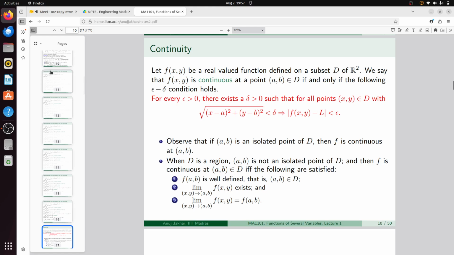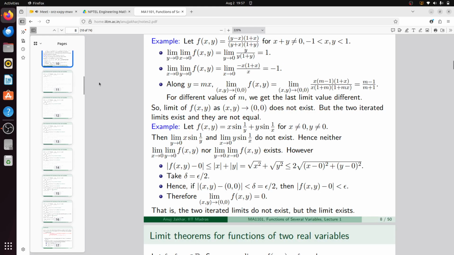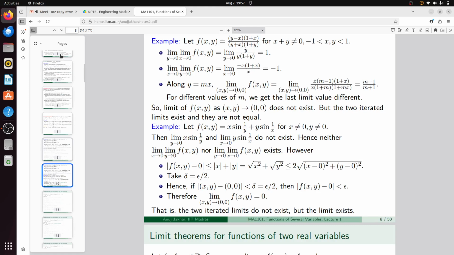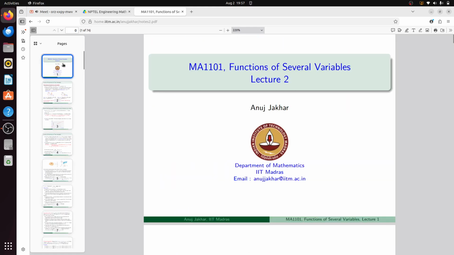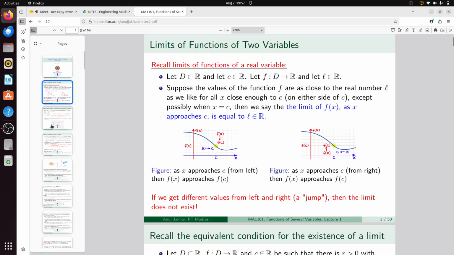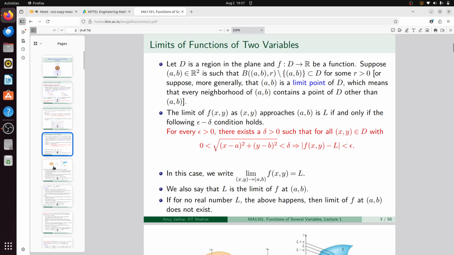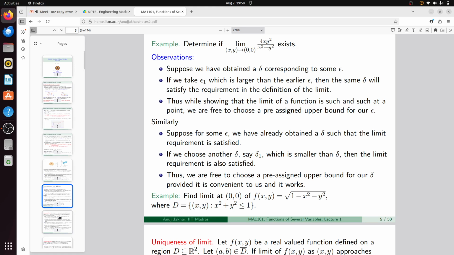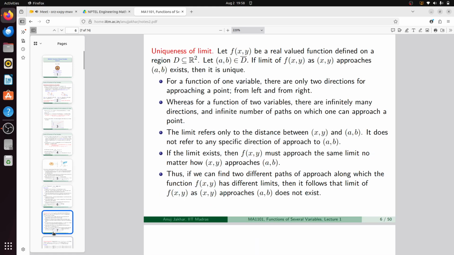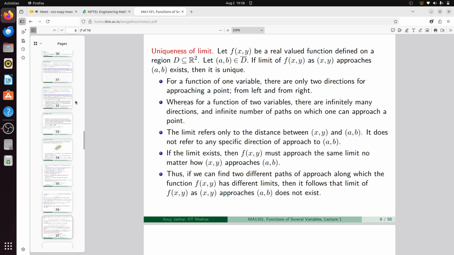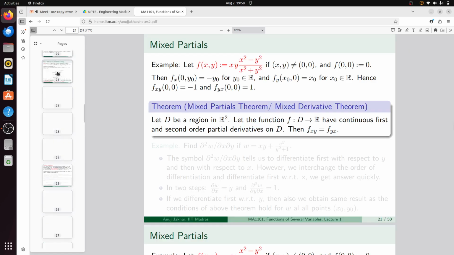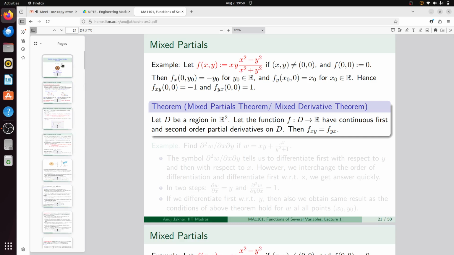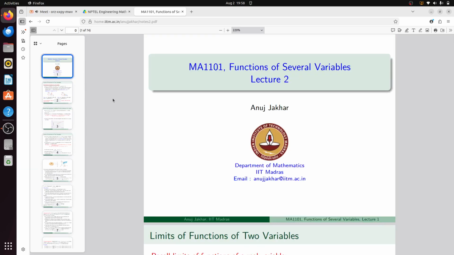See, this is a note that is properly from Professor Anuj Jhakar of IIT Madras. These notes are also very good. I will use this note and I will upload this note in our NPTEL PDF. It will also be very useful. Functions of several variables, lecture 2 by Professor Anuj Jhakar of IIT Madras.